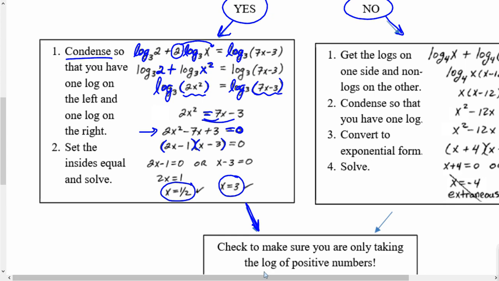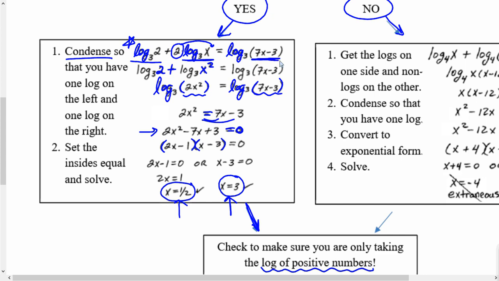Remember, you can only take the log of a positive number. It doesn't mean my answers can't be negative, but if I take both of these answers, 1/2 and 3, and put them back into my original equation up here, would I ever have the log of a negative? This was the log of 2, so that's never going to be negative. This is a log of x. Both things I would be checking, the 1/2 and the 3, are both positive, so that would be good.